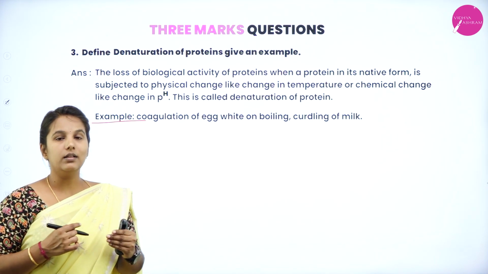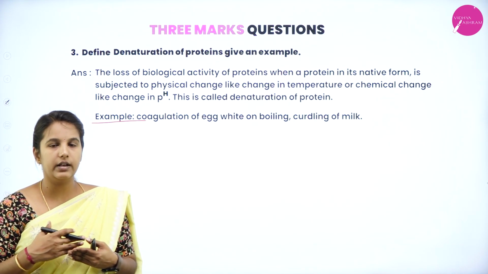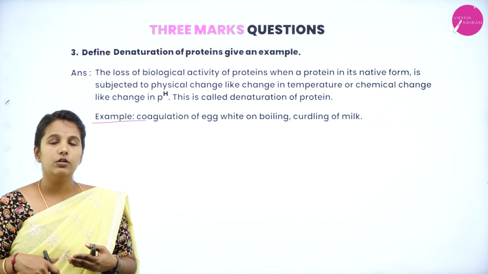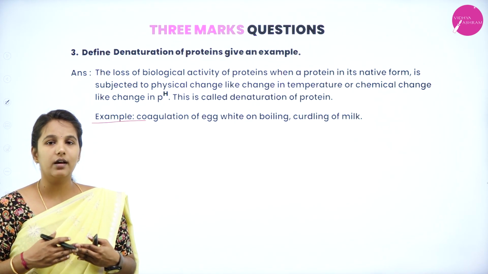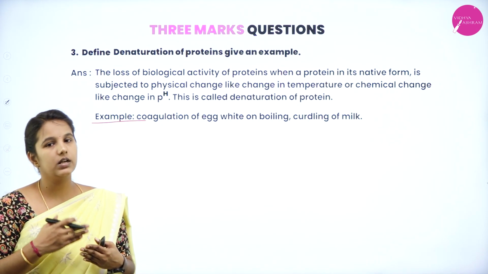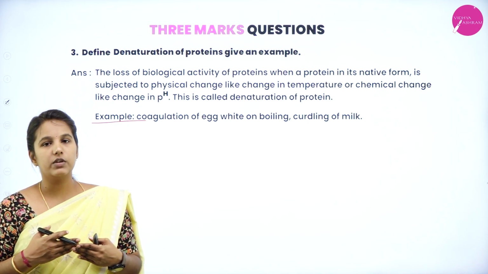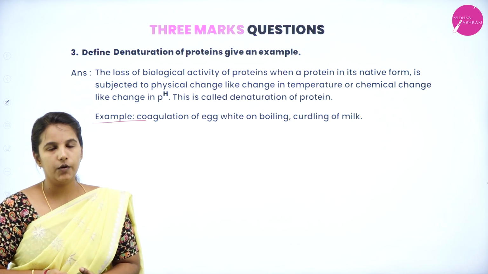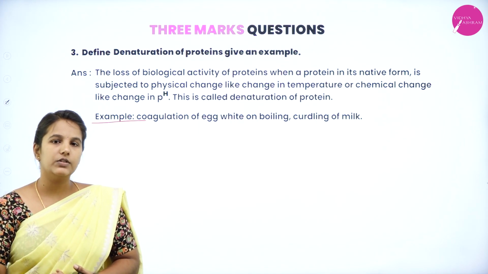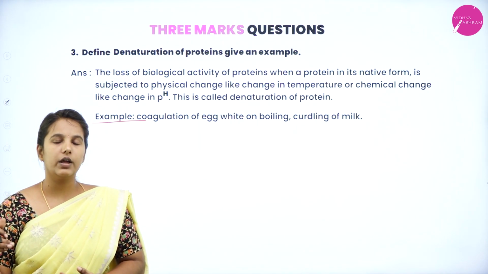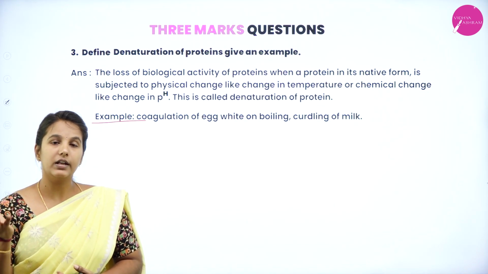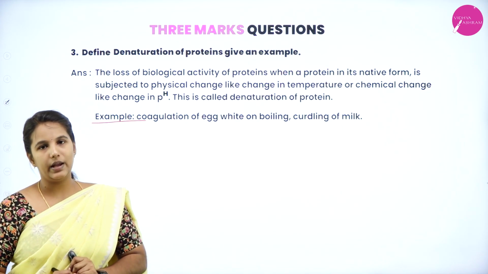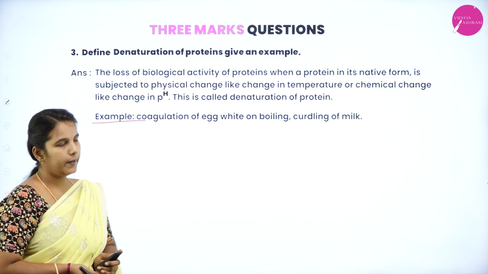So, when we change the physical and chemical state of the protein, either by temperature, by increasing the pressure, or by altering the pH, we are changing the nature of the protein, either in a physical or a chemical way. Such a process we call denaturation of the protein. The best example is curding of milk, where the physical state of the milk is changed and chemically we are converting the milk into curd. In a similar way, the coagulation of the egg white upon boiling is the best example.